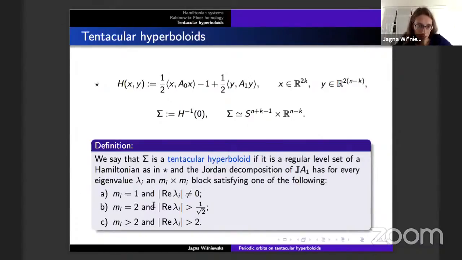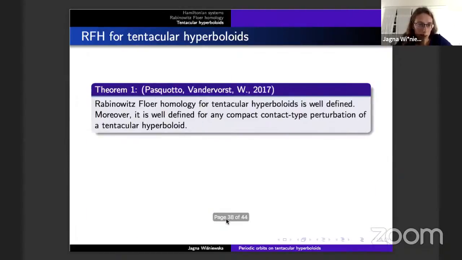Having them satisfy that, we have a class of tentacular hyperboloids, and it turns out that for those hyperboloids we can actually define the Rabinowitz-Floer homology, which was the theorem that was in my thesis. And we worked on it together with Federica Pasquotto and Rob van der Forst.